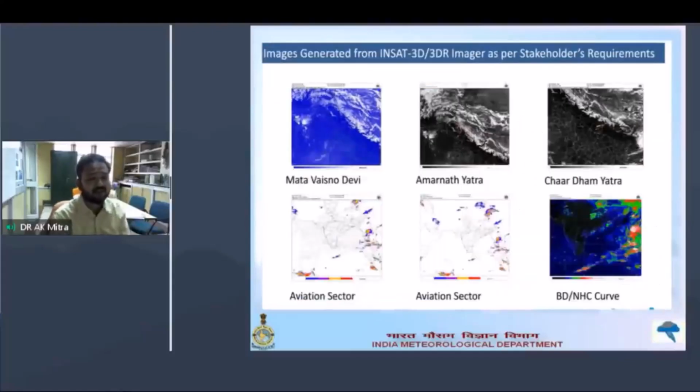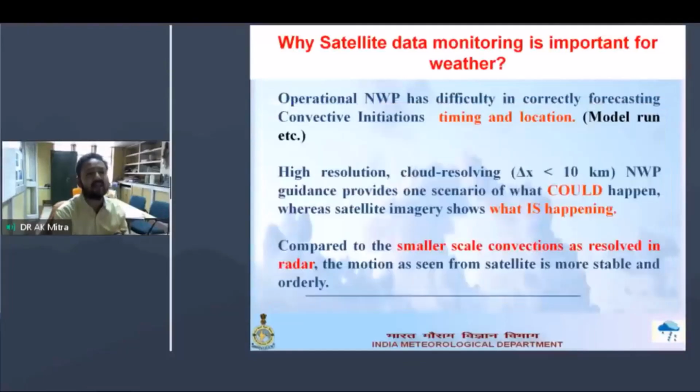Such as Mata Vaishno Devi, Amarnath Yatra, Char Dham Yatra, and the aviation sector. These are the number of sectors which are basically being served with our observations, and we are rendering them in terms of our weather application bulletins and all.